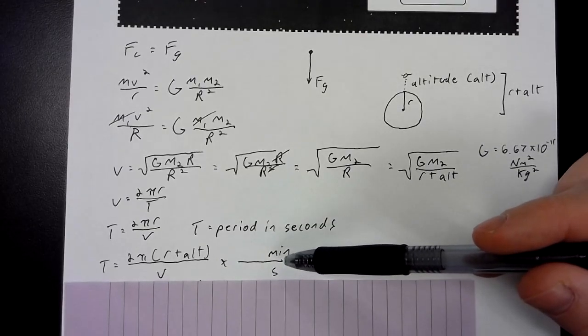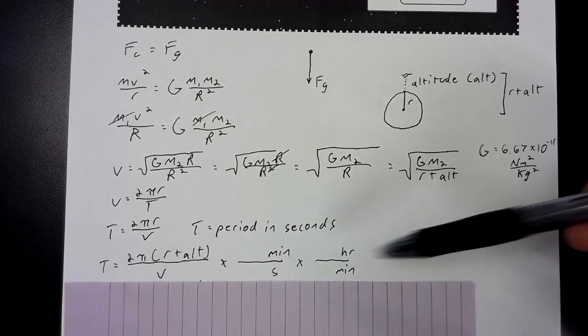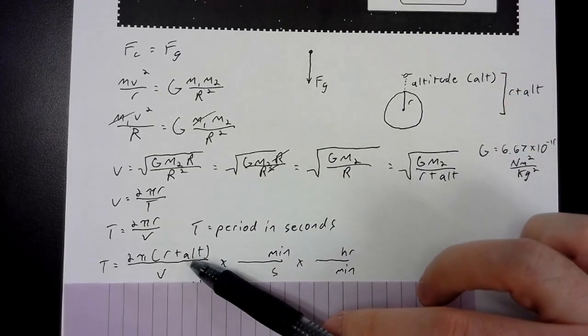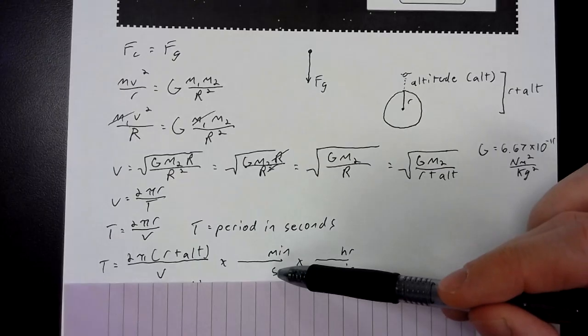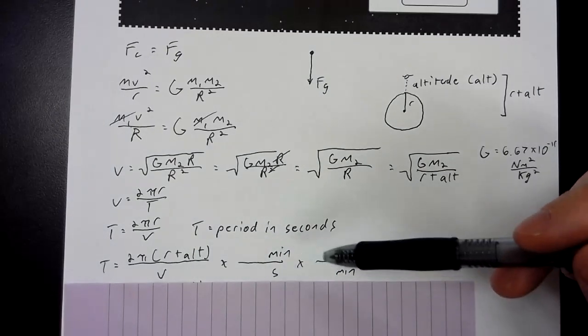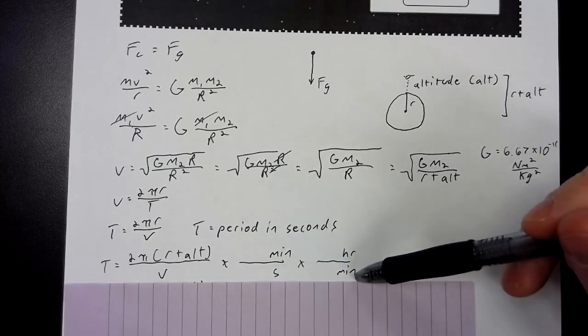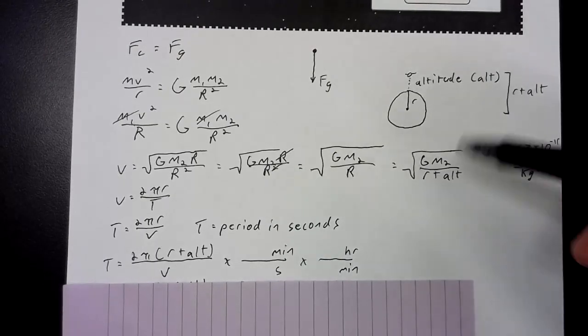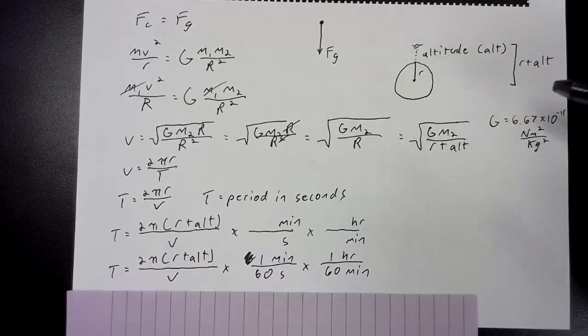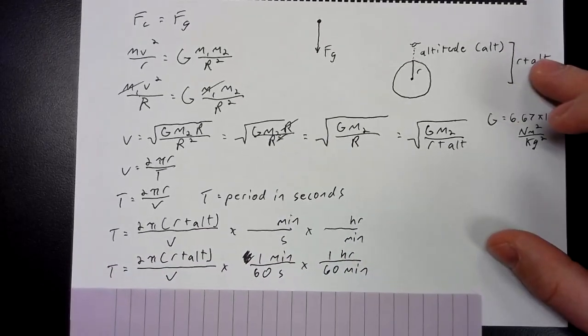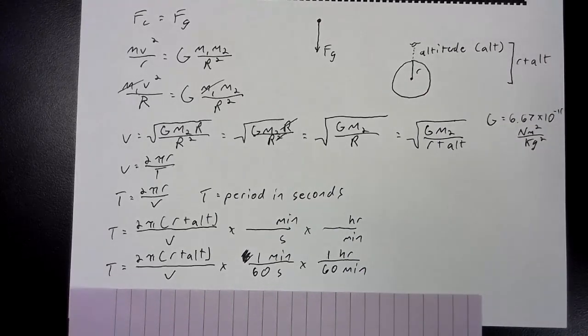So you can use this process of conversion. We are going to end up with a period in seconds. So if we put seconds on the bottom and minutes on the top, then minutes on the bottom and hours on the top, those will cancel to give us the right units. So that's how you can see the conversion working out there. And so that's what we need for this question.